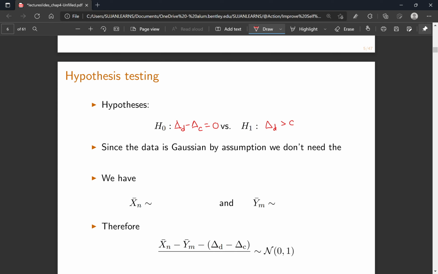delta D is greater than 0. What does it mean? We are saying that delta D is equal to delta C. There is no difference between whether it's a placebo or a drug in lowering the cholesterol. And in the alternate hypothesis, delta D is actually greater than delta C, or delta D minus delta C is greater than 0. The difference is greater than 0. That's what we're trying to compute here.